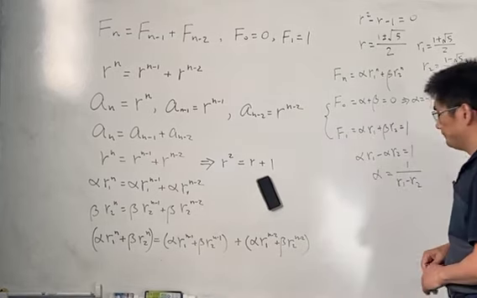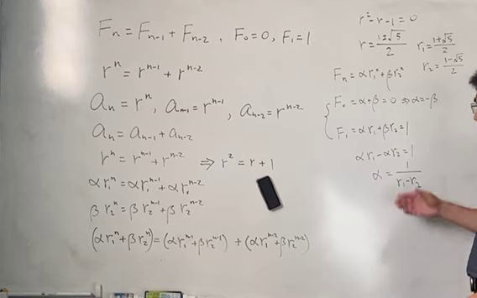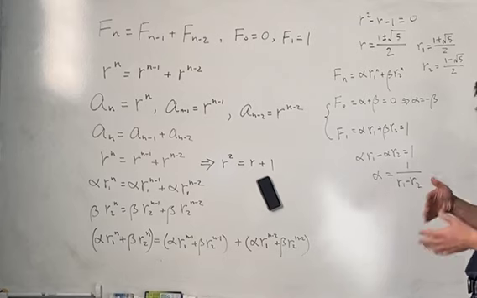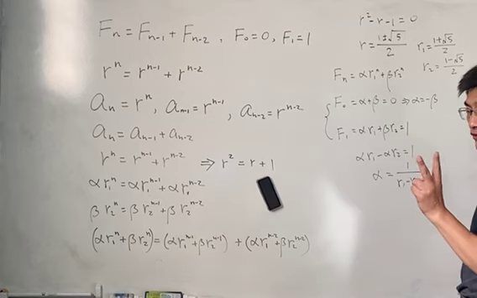Wait, how come they use alpha? Why can't they just use A? It can be X, Y, or P, Q, or uppercase A and B. It's just two variables.